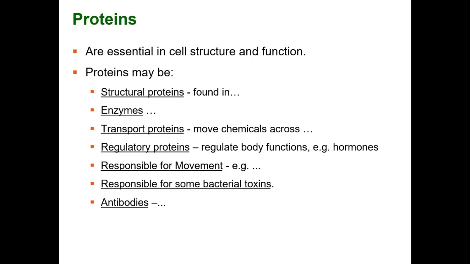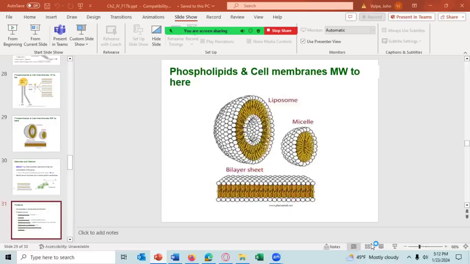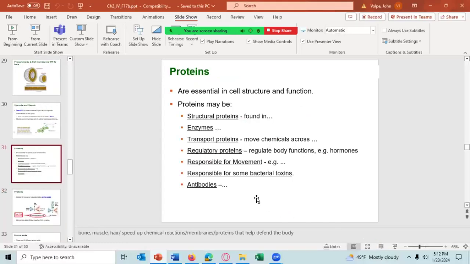Proteins are essential in the cell structure and function of both a cell and an organism. Proteins differ. They may be structural proteins found in bone, muscle, or hair. They may be enzymes which speed up chemical reactions. They may be transport proteins that move chemicals across the cell membrane or across an organelle membrane. They may be regulatory proteins that regulate a body function, like a hormone. Like in children, they have a growth hormone.